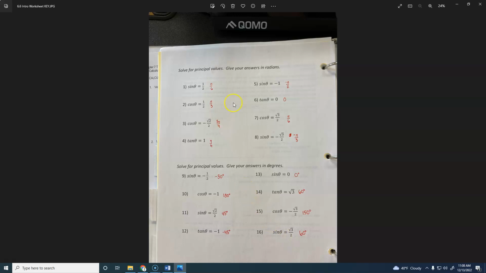And we were talking, it also talks about looking for principal values, right? So for sine and tangent, principal values is your first quadrant and your fourth quadrant. For cosine, it is first and second quadrant. Yeah, third gets no love at all.